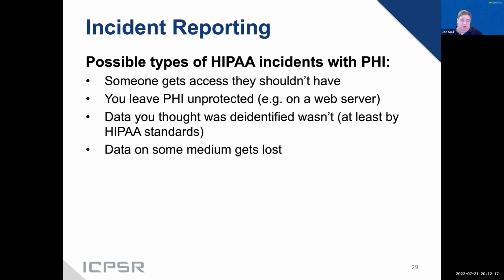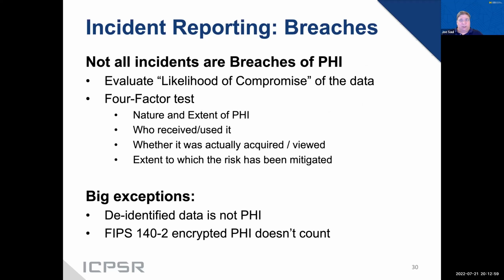Okay, I'm just going to end with some words on incident reporting in a high-risk situation, like when you're dealing with PHI. There are various ways you can get in trouble. You can have incidents. Not all incidents are breaches of the data. Some are. Someone gets access they shouldn't have. You leave PHI somewhere it shouldn't be. You thought something was de-identified and it's not. Maybe you didn't follow one of the HIPAA methods, or you lose data on some medium. Of these, I guess they're all bad, but HHS has absolutely had it with people losing disks and laptops, and they're not playing. Not all incidents are breaches, right?